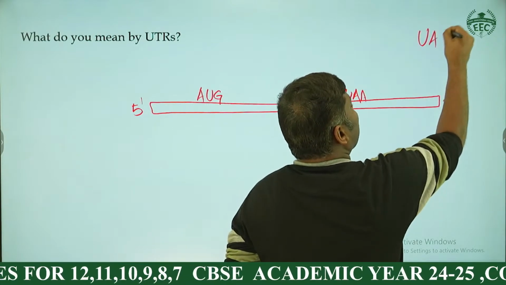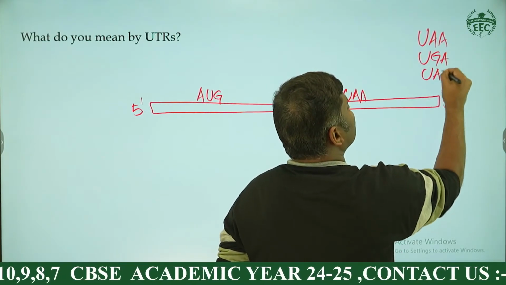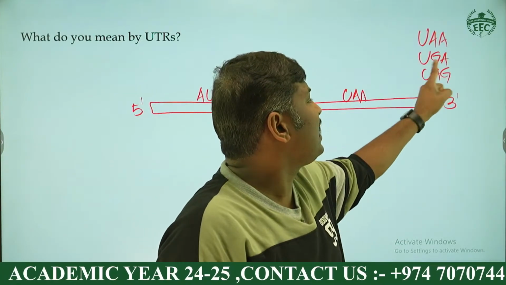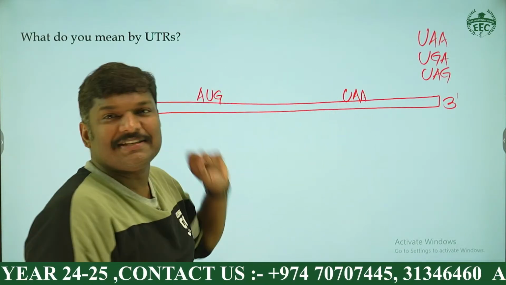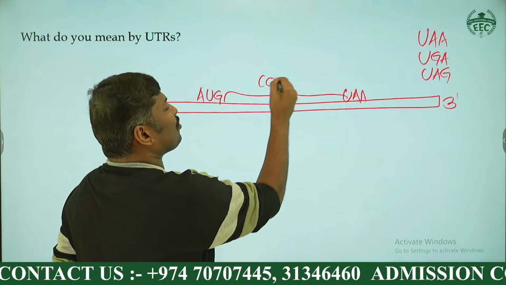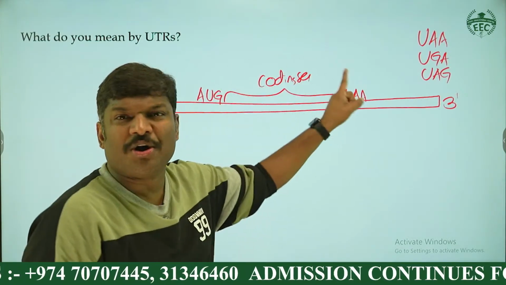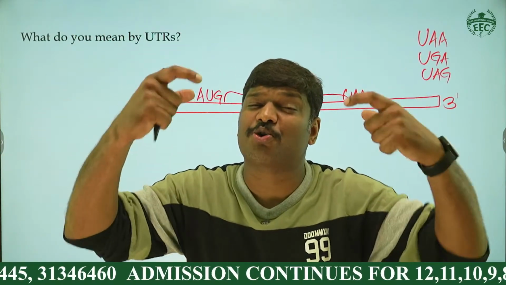There are UAA, UGA, and UAG. UAA, UGA, and UAG are the three stop codons, and this is the stop codon, this is the start codon. In between is the area called the coding sequence. Between the start codon and stop codon, the area is used for the coding sequences.